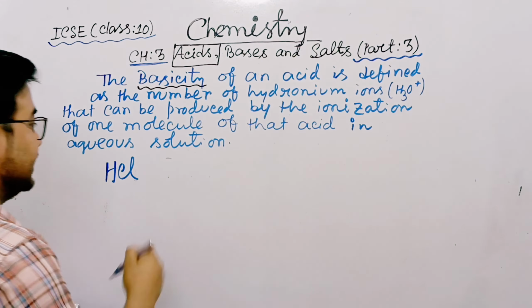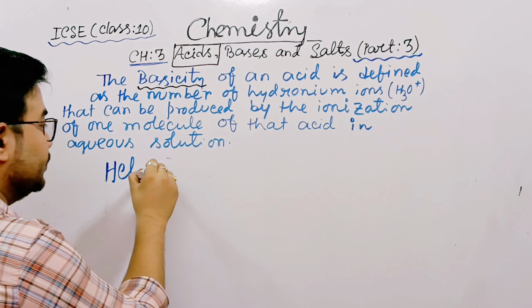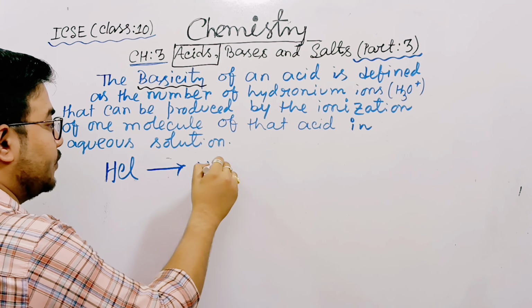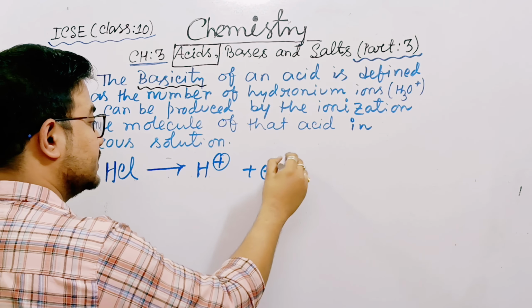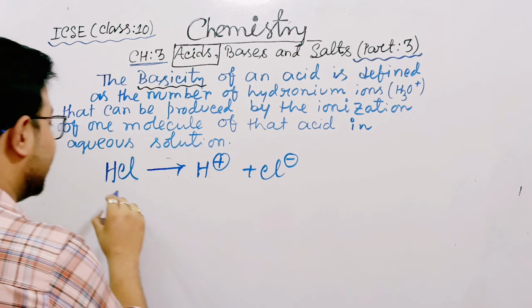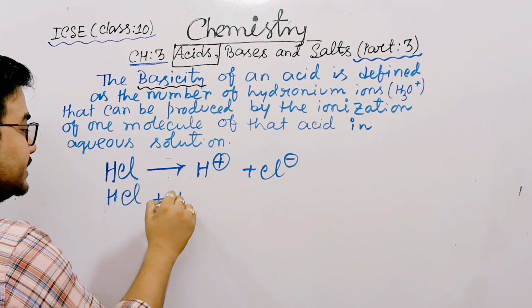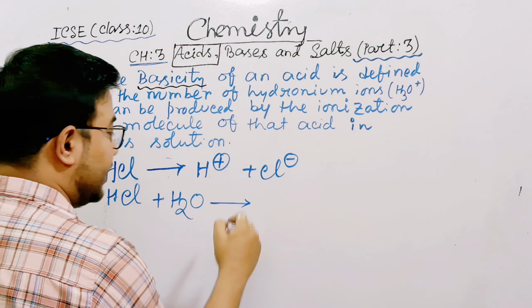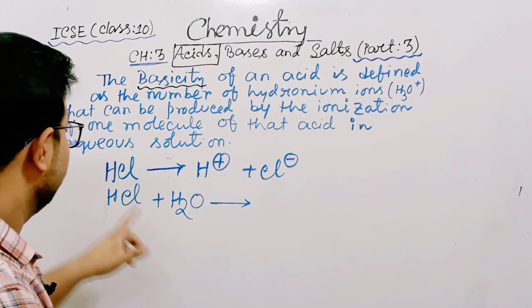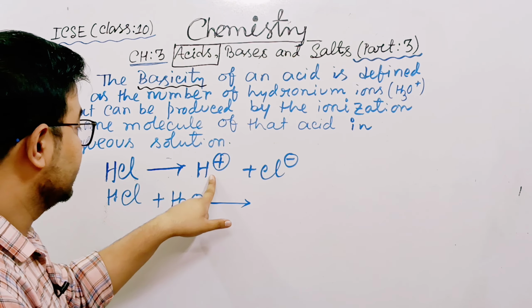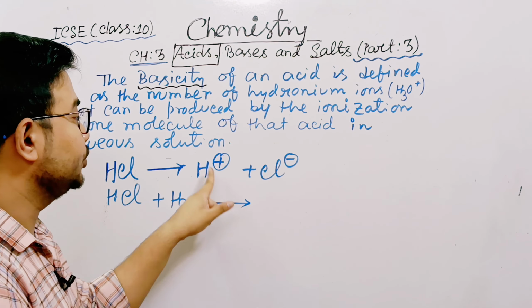Suppose you have HCl. Now all of you know, if you cleave HCl, it will form H+ and Cl-. Basic concept. But now can you tell me, if you dissolve this HCl into water, what will happen? Look at the board. HCl produces two ions.